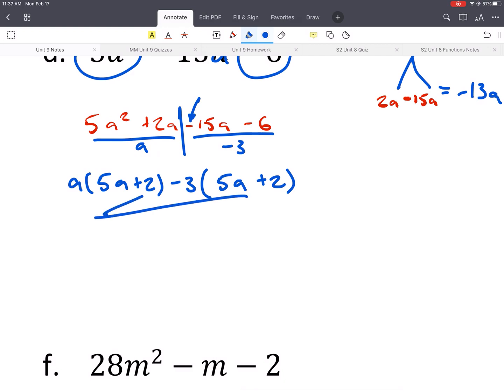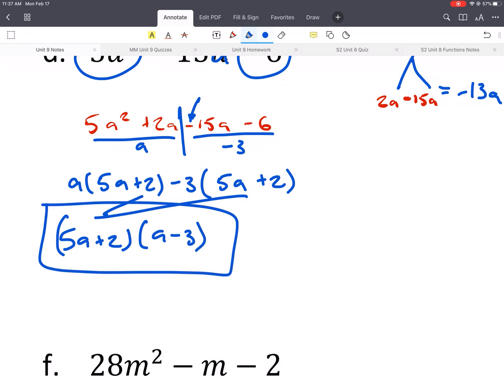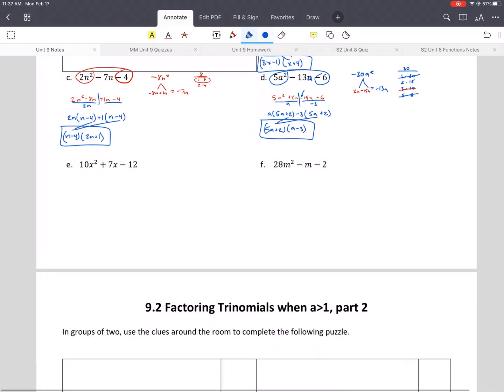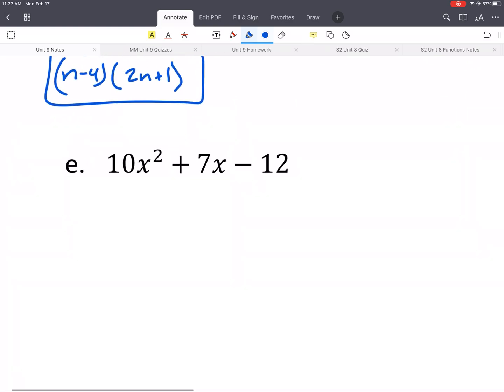Again, if they're not the same, then maybe you didn't do the greatest common factor, or maybe you forgot the leading negative, something like that. So we'll have 5a plus 2 times a minus 3. Okay, we'll check to make sure there's nothing else we could factor out, which looks like we can't. So we're done. All right, 2 more. Let's give this a try. So pause if you can, give that a try.